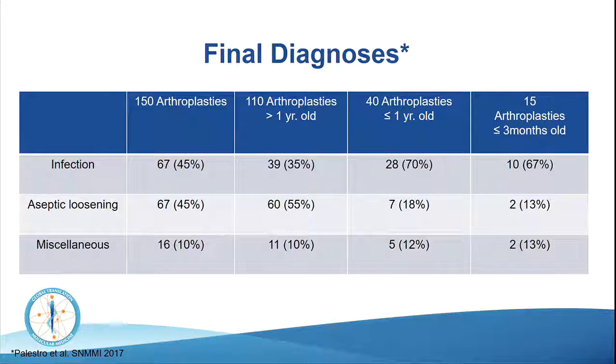All of these patients went to surgery, so we had histopathology and microbiologic confirmation of the final diagnosis in all cases, as well as access to the operative reports themselves. You can see that overall, in the 150 arthroplasties, infection and aseptic loosening were roughly equally divided and accounted for 90% of the failures in total, with 10% miscellaneous causes. In the arthroplasties that were less than a year old, and less than 3 months old, the infection rate was quite a bit higher, 70% and 67%, with fewer cases of aseptic loosening.